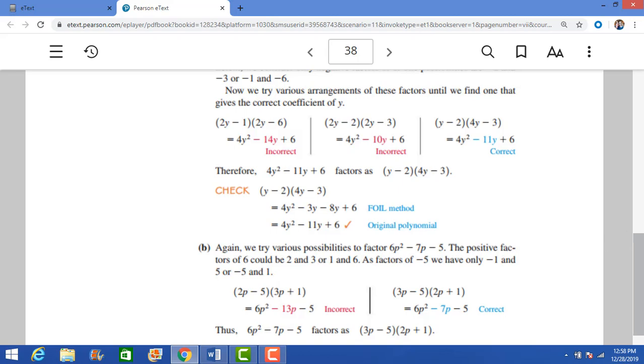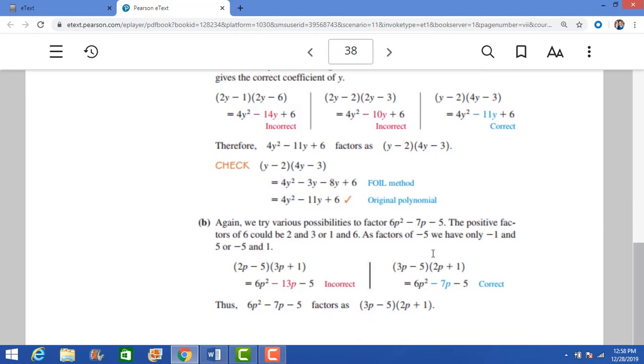And now we're going to try these factors and see which one gives us the correct answer. So let's try these two. Let's try 2 and -5 and 3 and 1. Okay, so we're going to use 2 and 3 for the first terms, and we're going to use -5 and 1 for the second terms, and it doesn't work.